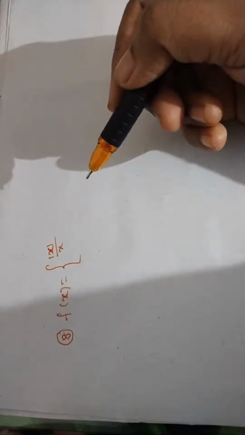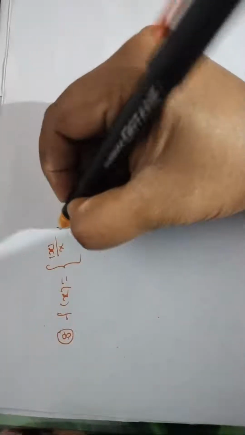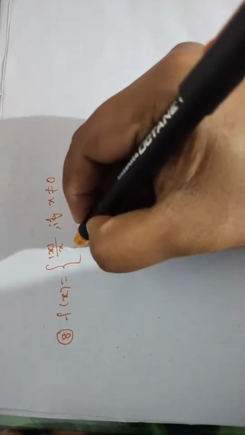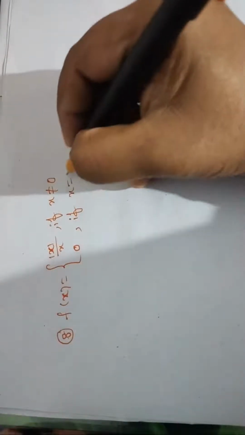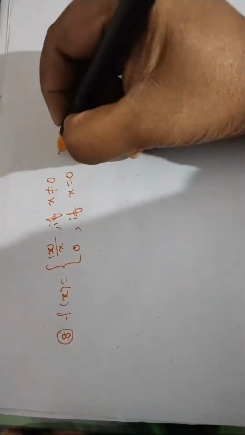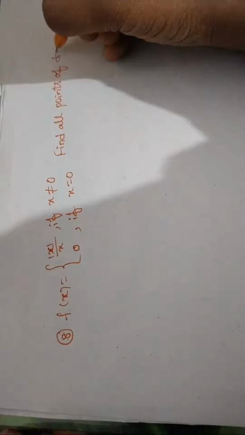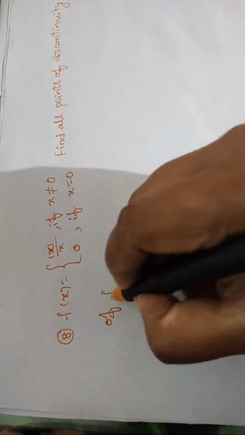In continuity and differentiability: f of x is equal to mod x by x if x is not equal to 0, and 0 if x is equal to 0. Find all points of discontinuity of f.